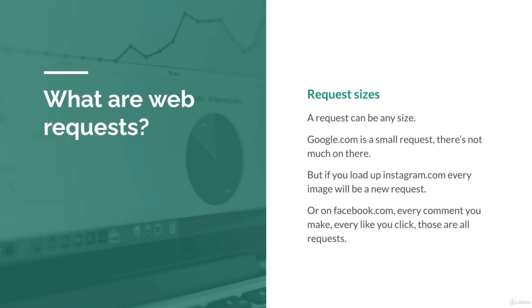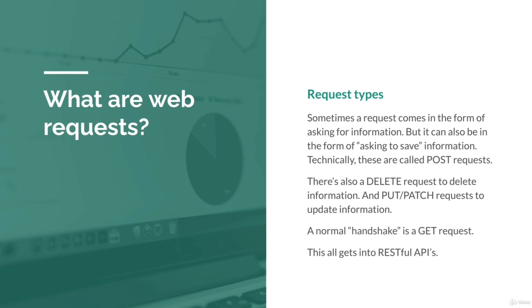Anytime you send a little piece of data to a website to either ask for information, or even to ask to delete information, or update information, or to save information, those are all requests. And these are called request types. So sometimes a request comes in the form of asking for information. And this is called a GET request. But it can also be in the form of asking to save information. Now, technically, those are called POST requests. There's also a delete request to delete information, and a put or patch request to update information. And once again, a normal handshake is just a GET request. That's the most common one.